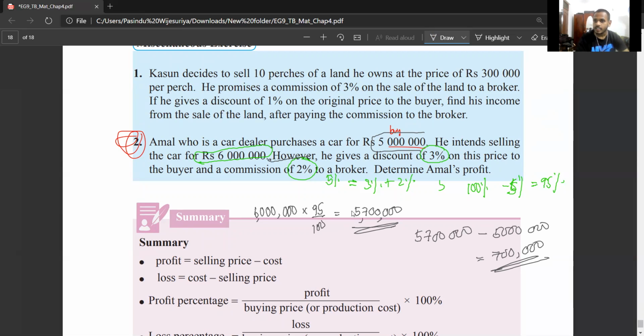So here this is talking about the perspective of the car dealer. He is giving the discount.